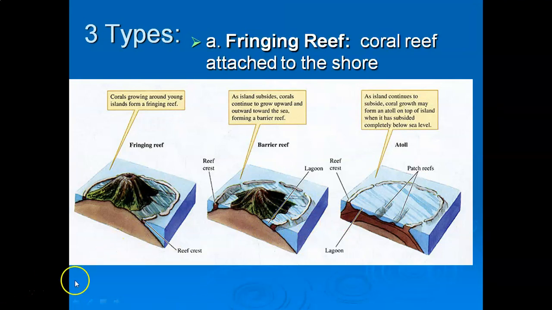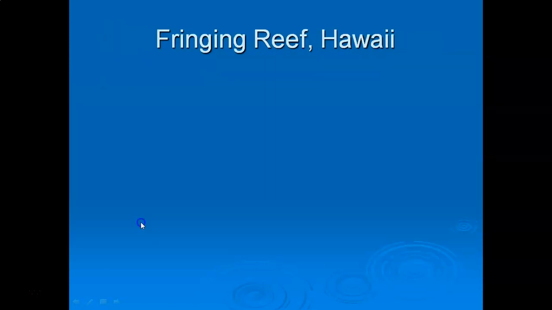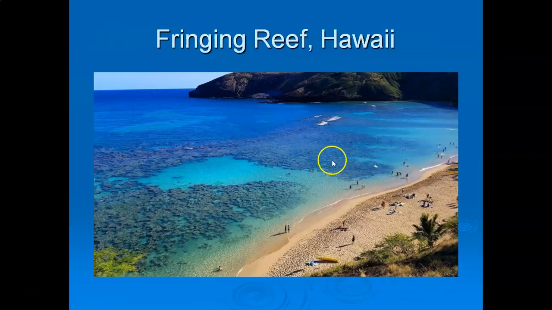Now, there are three types of coral reefs, and I just want to talk to you about them. The first type is called a fringing reef, and this is where the coral is growing up, building and building, but it's attached to the shoreline, so it's fringing. In this case, it's fringing a volcano, and that's what they're illustrating here. So here's some beautiful fringing reefs in Hawaii. Of course, you're going to have to wear beach shoes because you get your feet all cut up if you try to go out swimming.